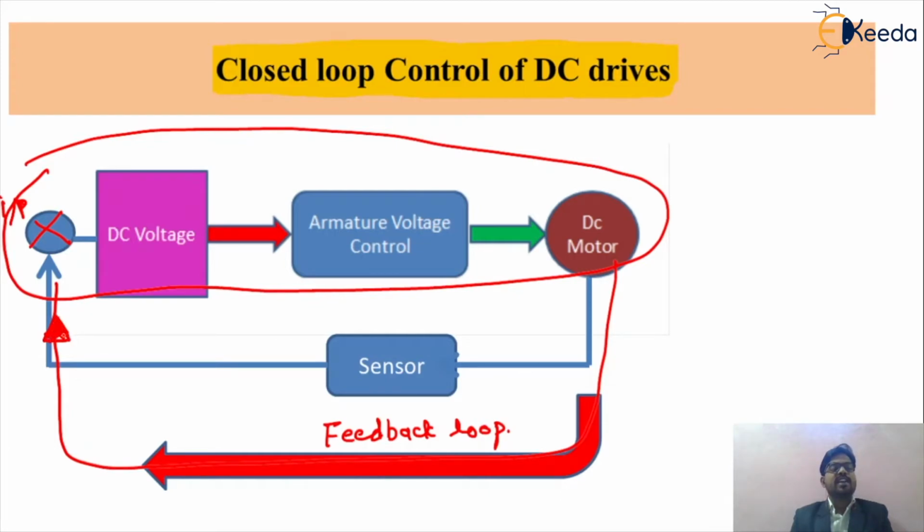But friends, while we are taking the feedback loop into consideration, what will change? While we are using the feedback loop for this control technique, we get a very important thing: we get the reference of the output of the motor in relation to the input. So the output of the motor will control the input of the system. This is called the closed loop control system of our DC drive.